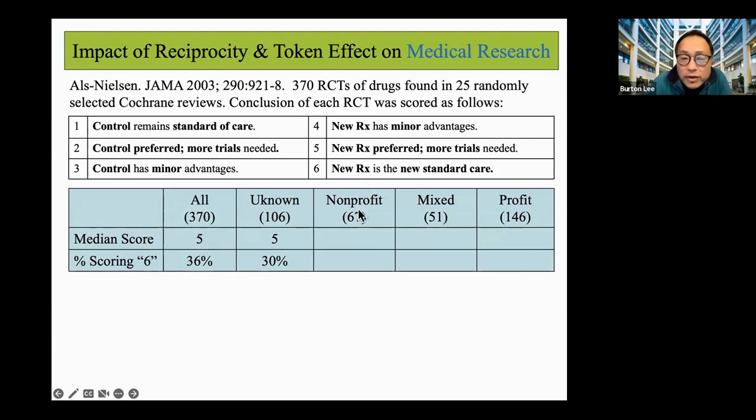Okay. But if you break it down by the conflict of interest here, from nonprofit to mixed to for-profit, you can probably guess what they find: it goes from 4, 5, and 6. And then the percent that claim a 6 goes from 16% all the way up to 50 plus percent.